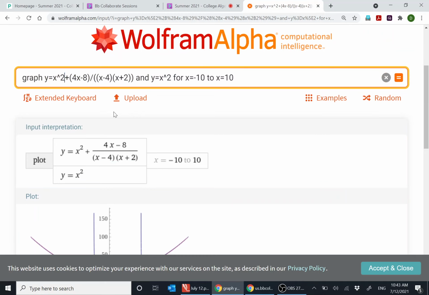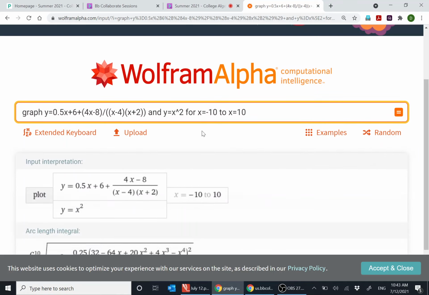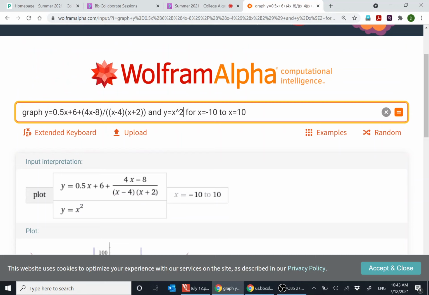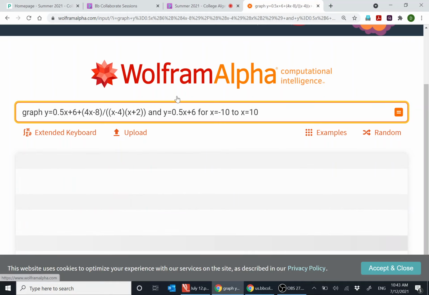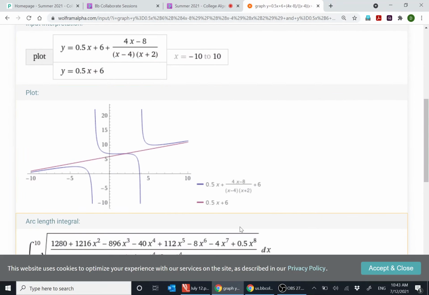If you didn't have a parabola, how about just a line? Let's do the 1/2. So 0.5x plus 6 or something like that. Oh, I don't want that y equals x squared anymore. 0.5x plus 6. So here's the line y equals 1/2 x plus 6. That's the red. So x-intercept is 6, and it's got slope equal to 1/2.